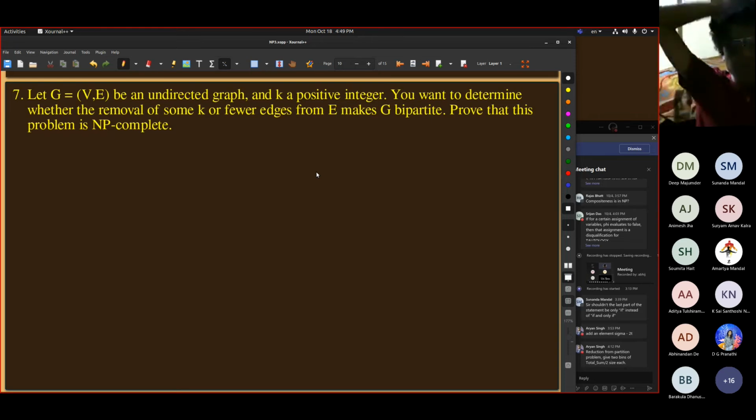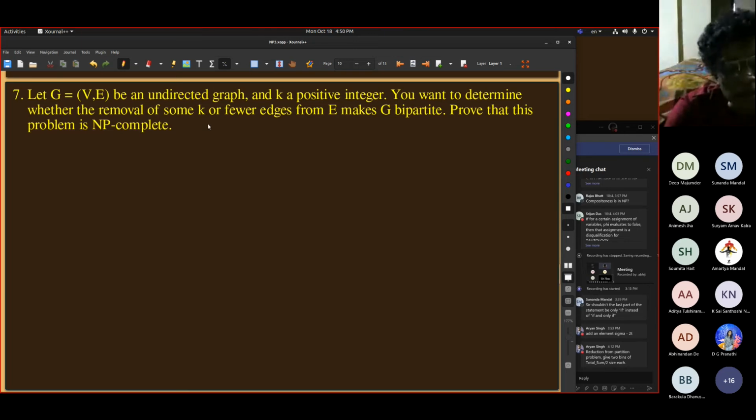So let G be an undirected graph and K a positive integer. You have to determine whether the removal of, you choose some of the edges, at most K of them, just remove them from the graph. It makes the graph bipartite. So prove that this problem is NP complete. So this is already a decision problem. Is it possible or not?